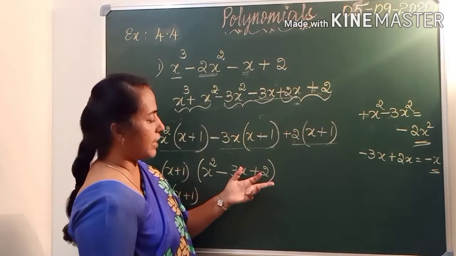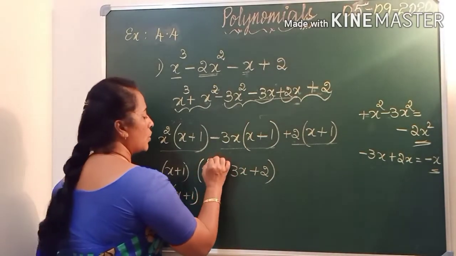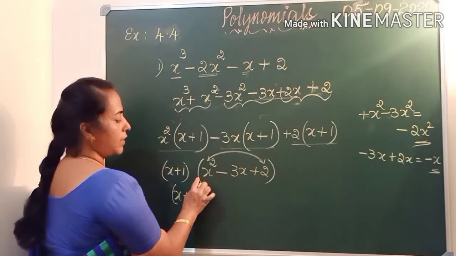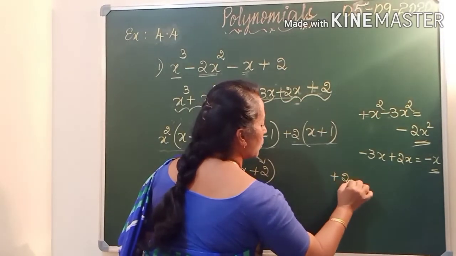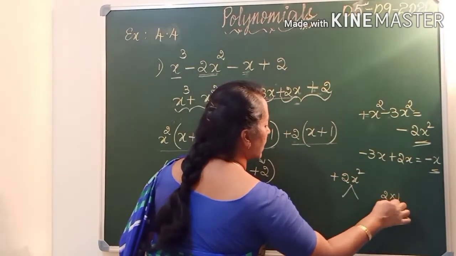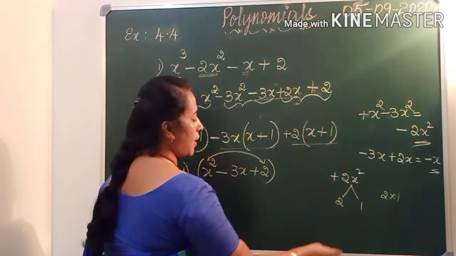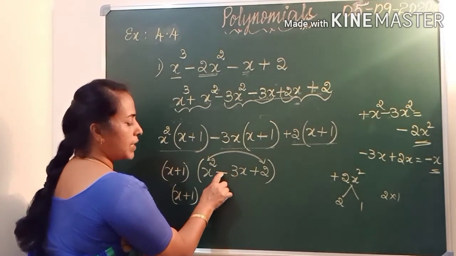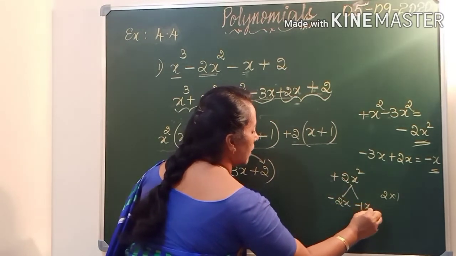Now in the second factor, you got a trinomial. So again you have to proceed. You know the method to factorize the trinomial. So multiply the first and the last term, plus x square into 2, plus 2x square. Since the product is plus, you have to add to get the middle term. Since the middle term is having minus, you have to put minus for both the factors.